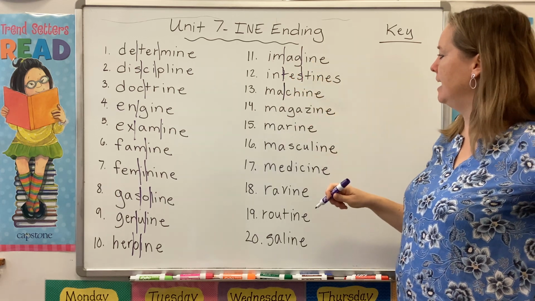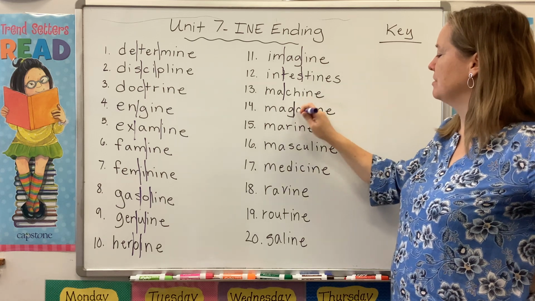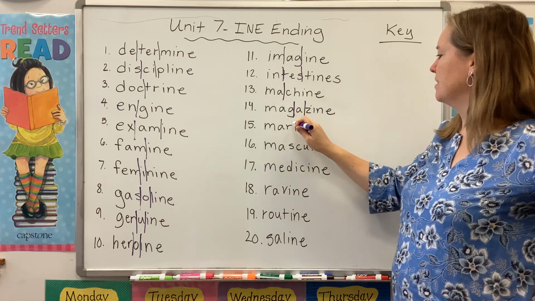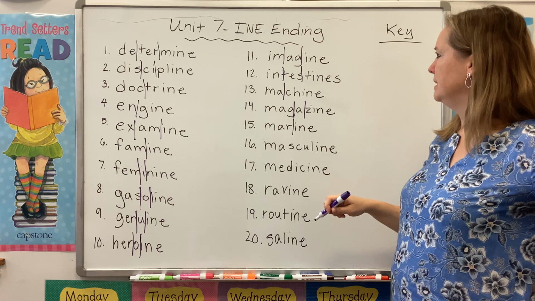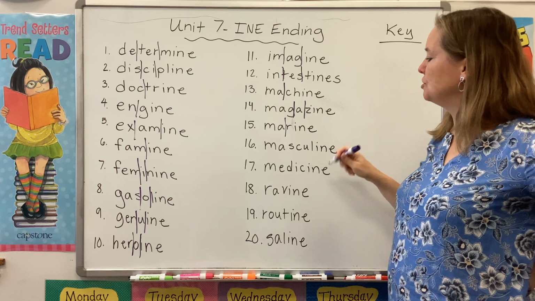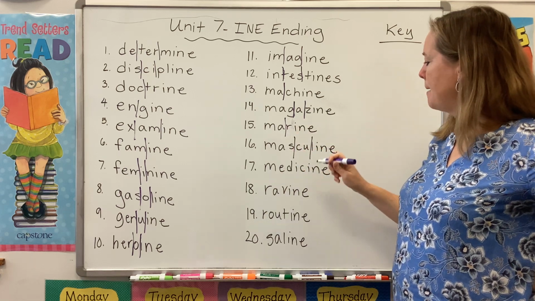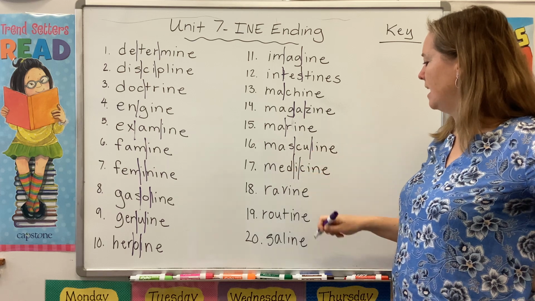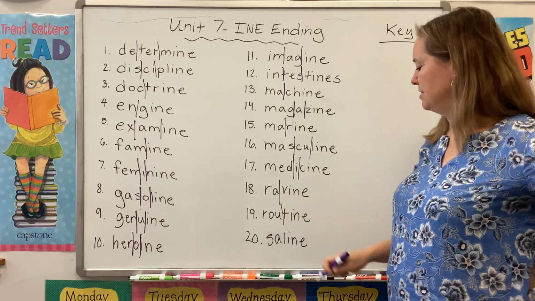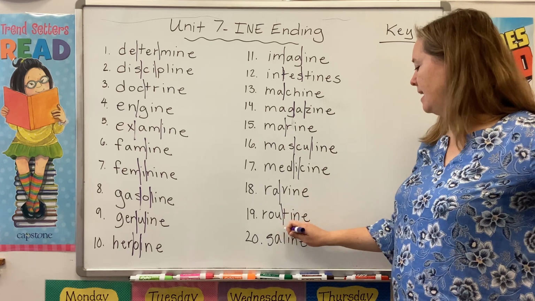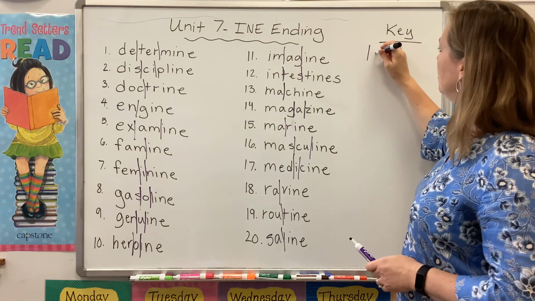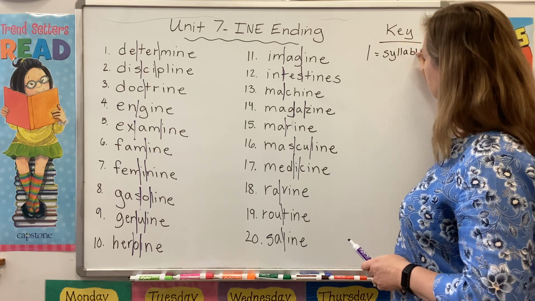Machine. After the A. Magazine. After the G and the A. Marine. I'm going to slice that after the R. Marine. I guess we could do it after the A. Masculine after the S and the U. Medicine after the D and the I. Ravine after the A. Routine after the U. And saline after the A. Purple vertical line equals syllable break.